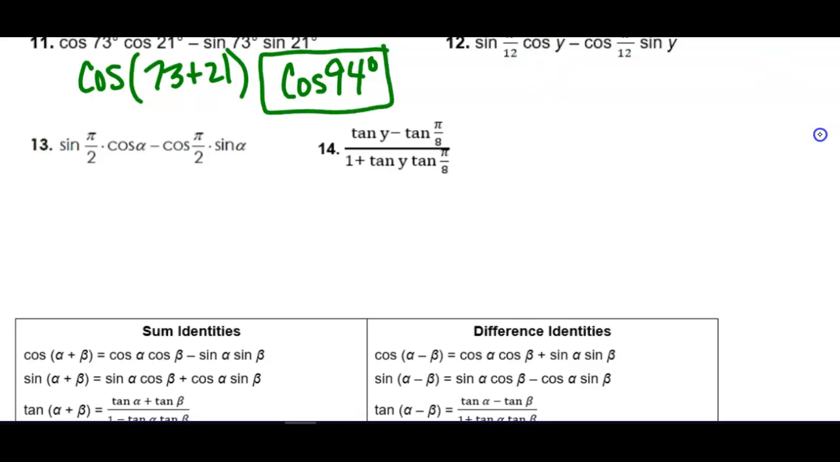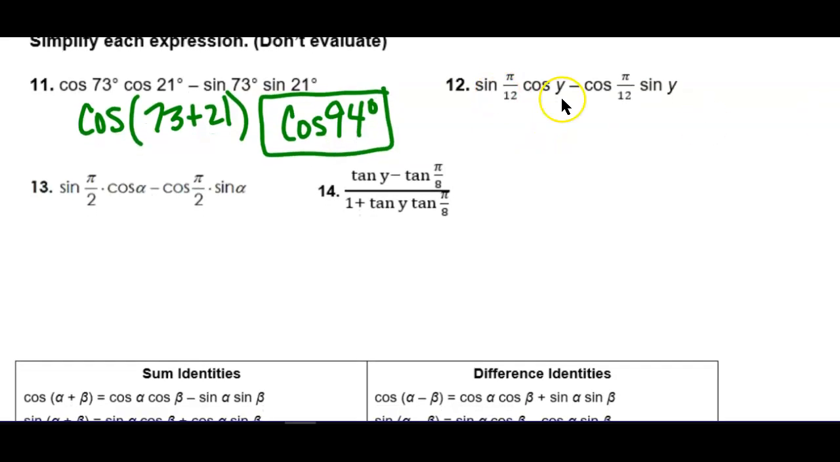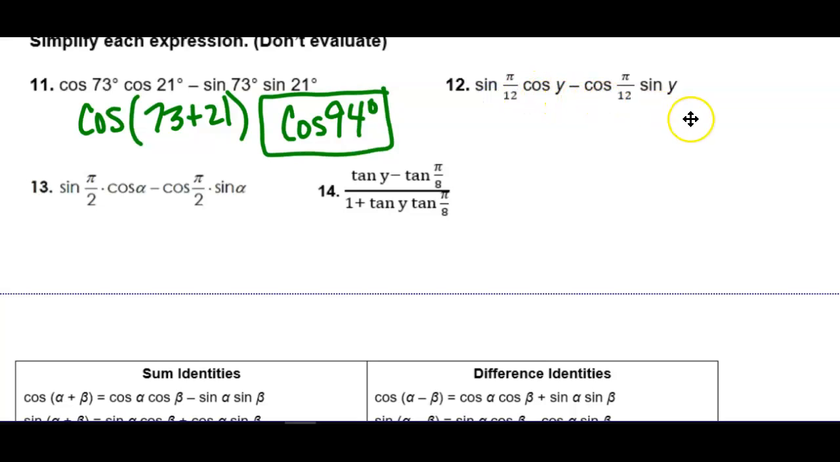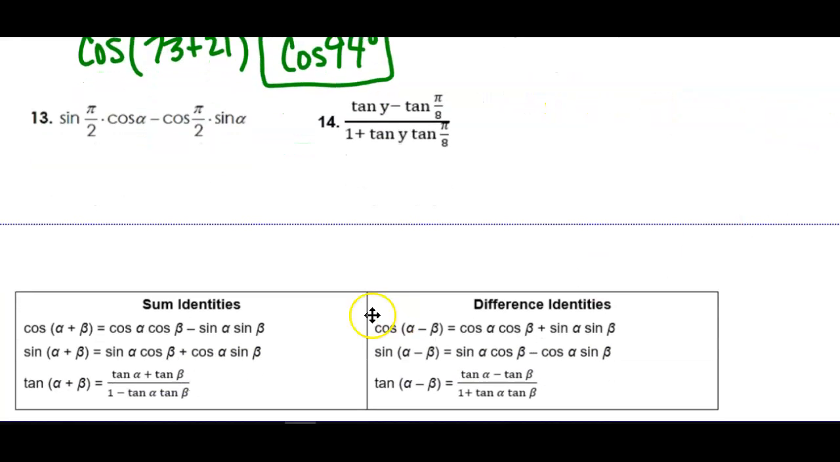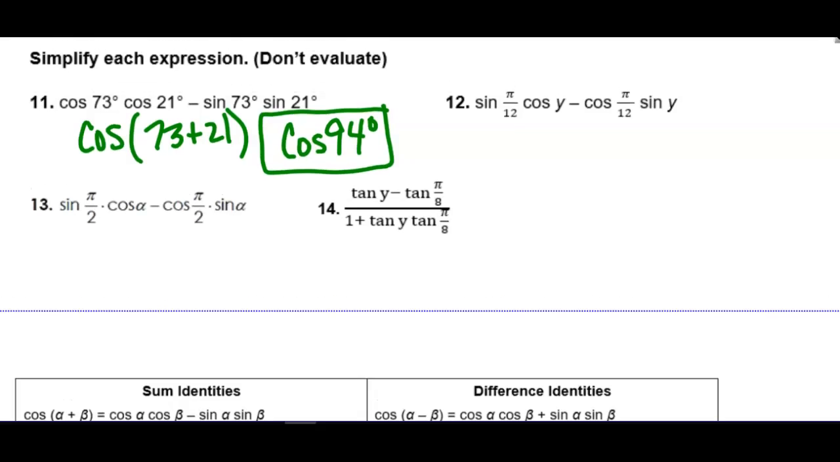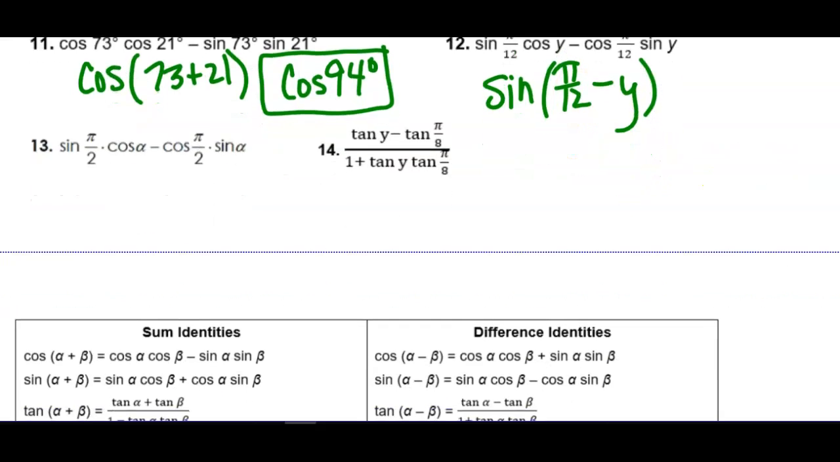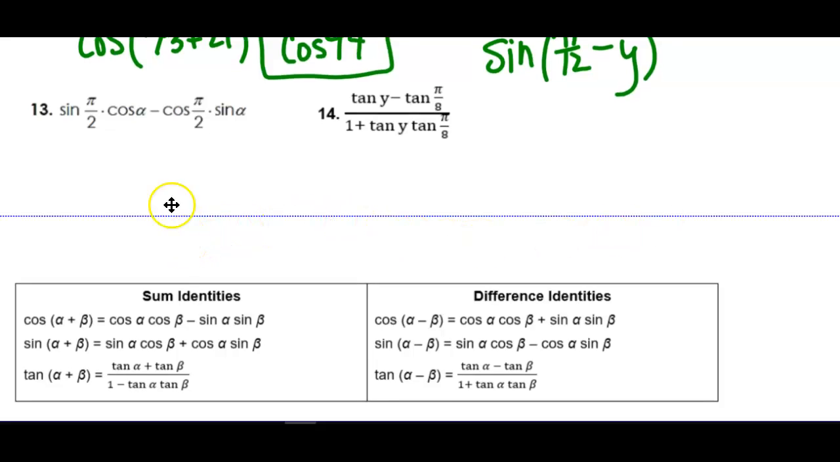This one is cosine, cosine minus, I'm sorry, sine, cosine minus cosine, sine. Okay, sine, cosine minus cosine, sine is sine of alpha minus beta, or a minus b. So it is the sine of the a minus the b. This is a, this is b. We're done. Can't do anything with that. Okay? You liking these yet?